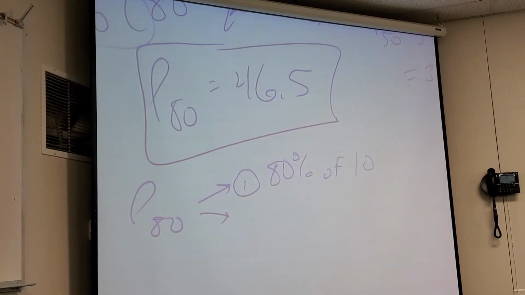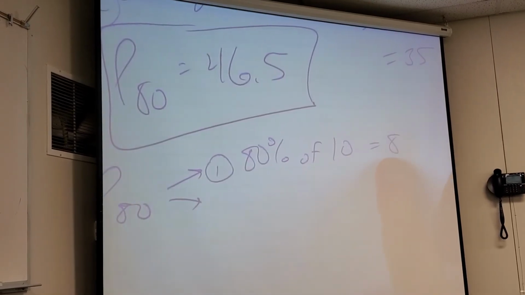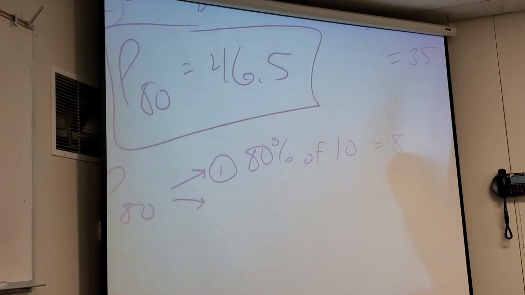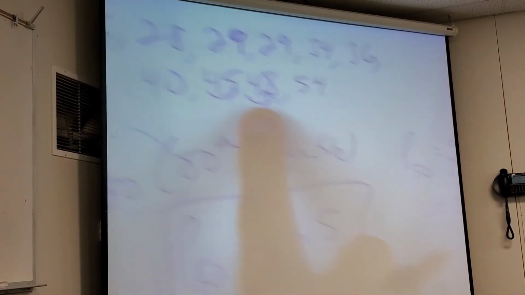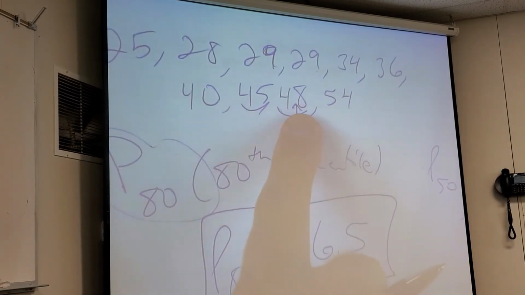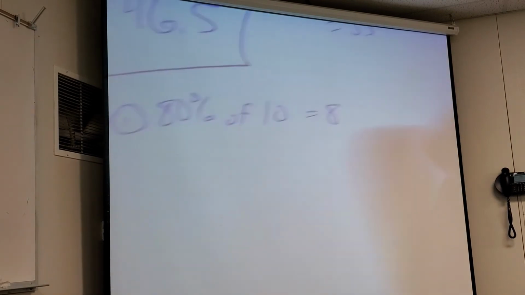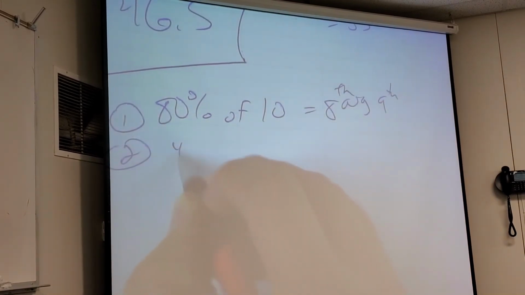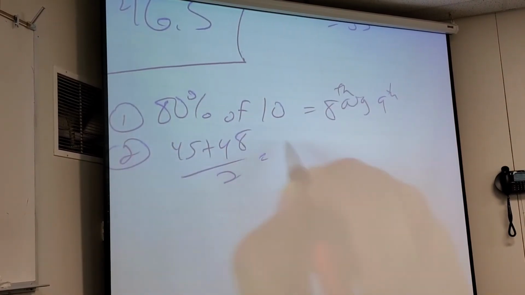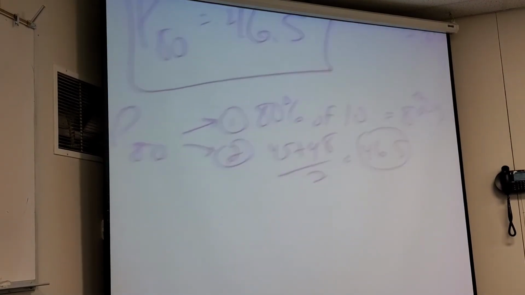And what's 80% of 10? 8. If this answer is a whole number, you average that with the next one. Isn't that exactly what we did up here? That was the 8th number, that was the 9th number. So if you do this and you get a whole number, you actually average that with the 9th. And when I average those, I do get 46.5. That's what P80 is.